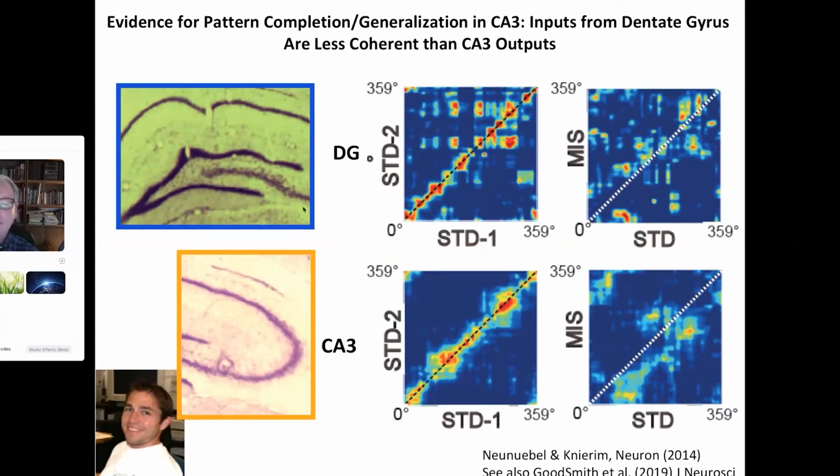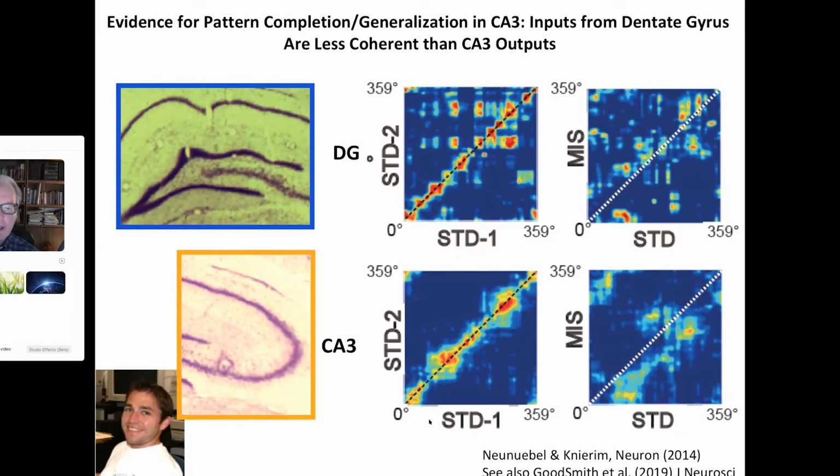So the first question is, this is work that was done by Josh Nunabel, a grad student in the lab. He's now at the University of Delaware as an assistant professor. The question is, when looking at dentate gyrus cells versus CA3 cells, do we see a difference in how these populations of cells respond to this cue mismatch? We're looking at these population correlation plots to look at that question.